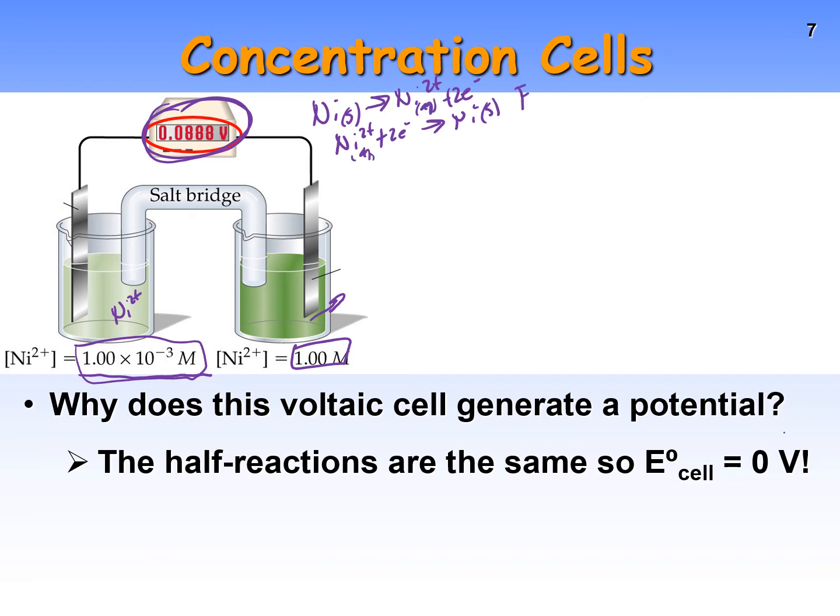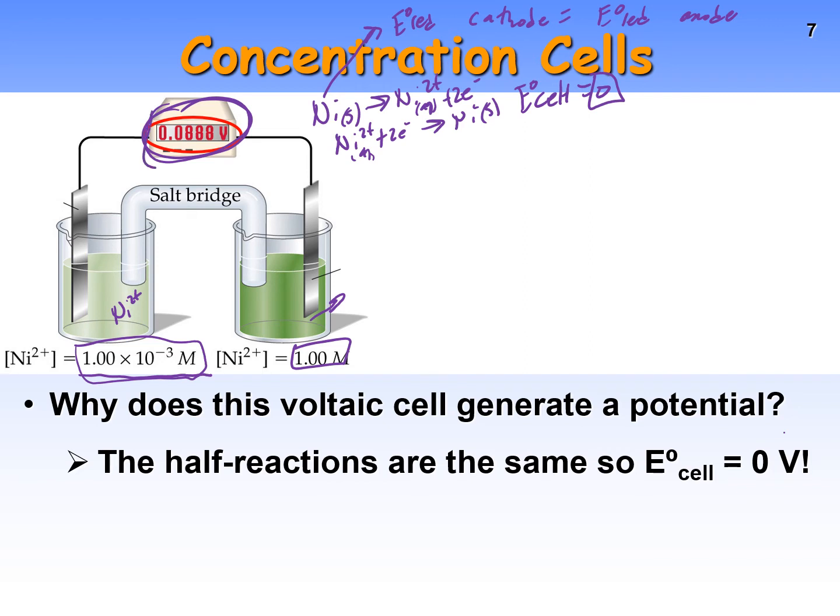If you look at this, the E naught cell here has to be 0 because these both have the same reduction potential. It is equal for both the cathode and the anode, because they're the same half reaction on both sides. Which means if they're equal, E naught cell has to be equal to 0.